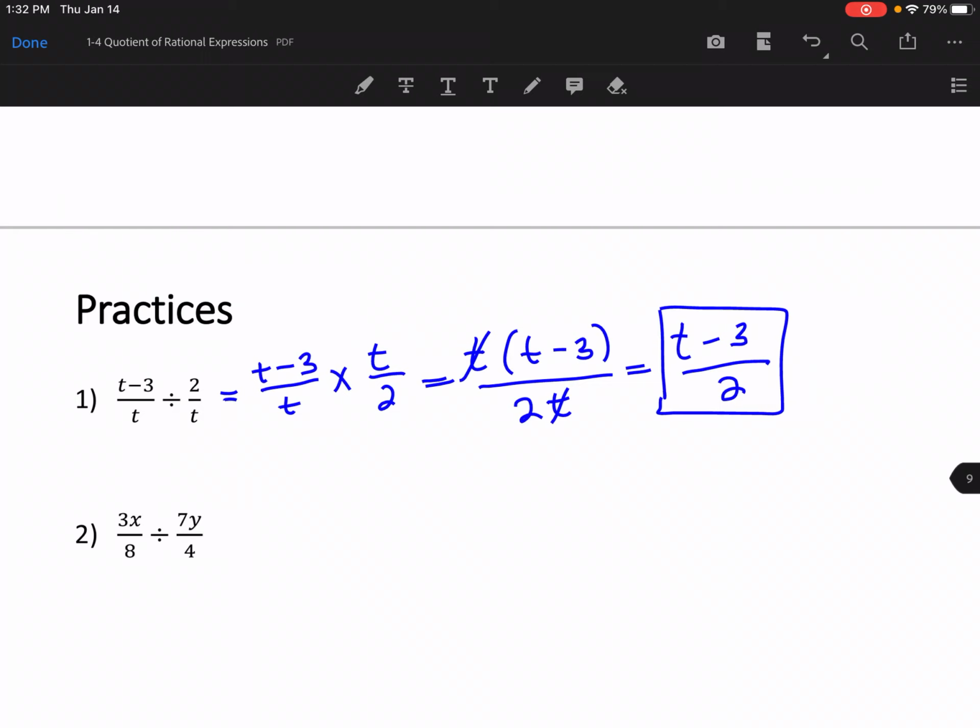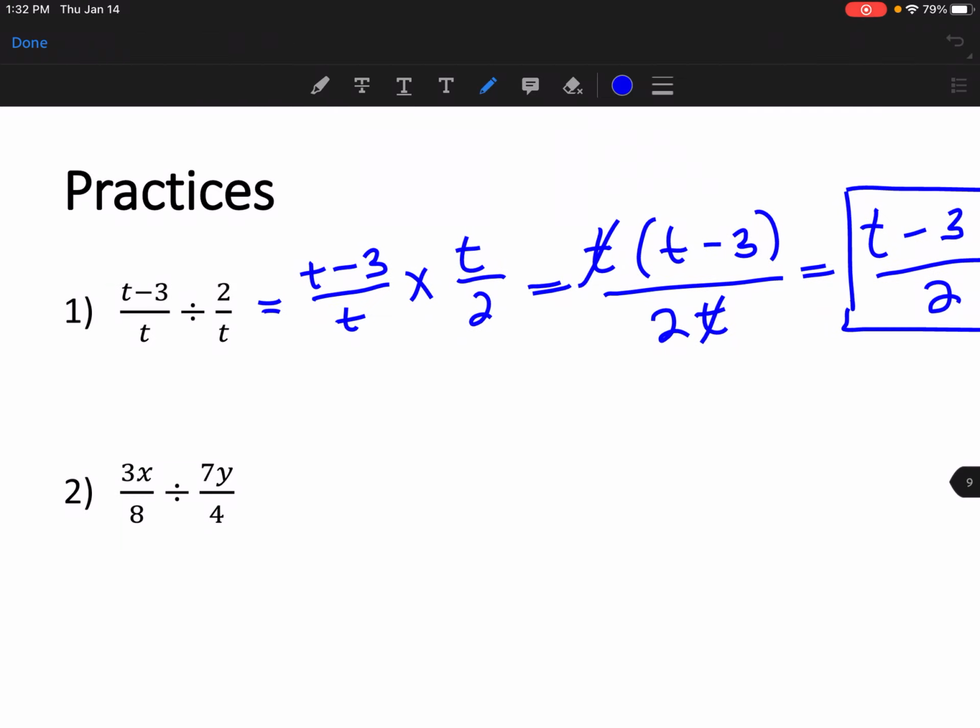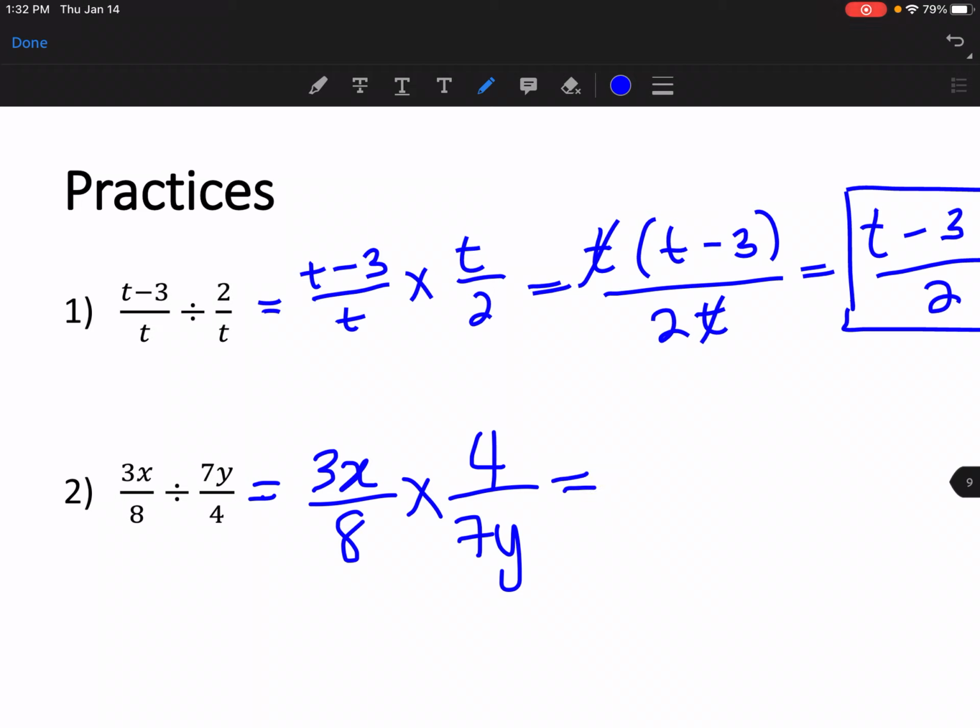So that's the first one. Then the second practice problem, say that I have 3x over 8 divided by 7y over 4. So we're going to keep our first fraction, 3x over 8, times 7y over 4. We change that to 4 over 7y. Then let's multiply across. 3x times 4 is 12x, all over 7 times 8, which is 56, so 8 times 7y is 56y.